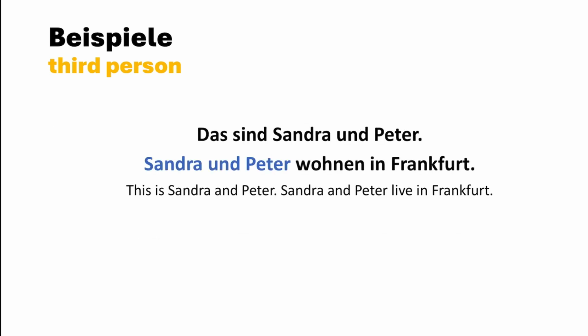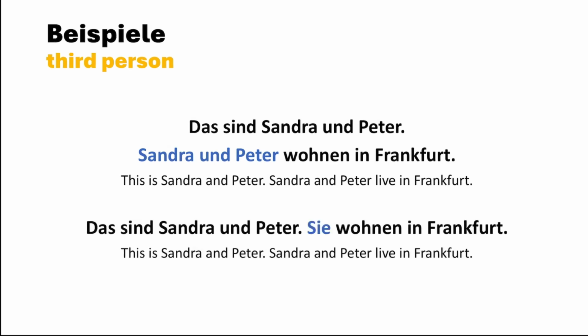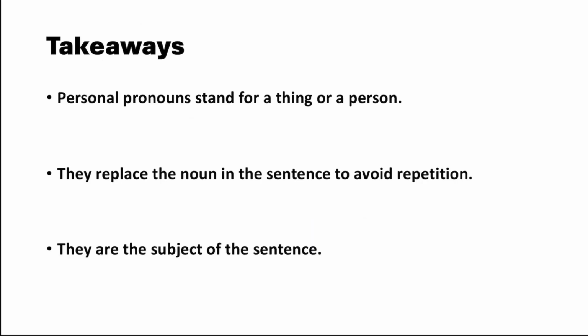Now an example for the plural case. Das sind Sandra und Peter. Sandra und Peter wohnen in Frankfurt. We can replace this with das sind Sandra und Peter. Sie wohnen in Frankfurt. As I said, it sounds complicated, but it is very similar in English, if that helps you to think of it that way.